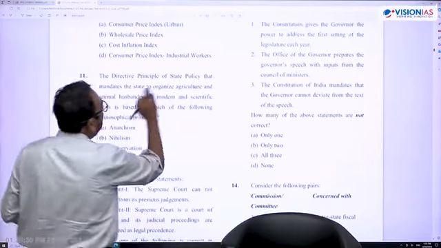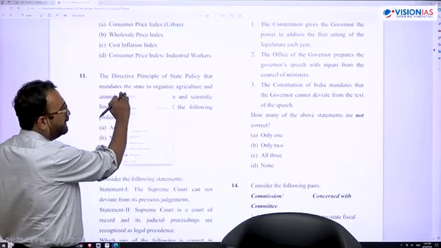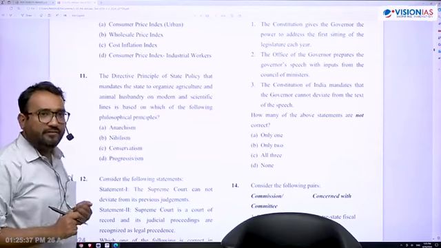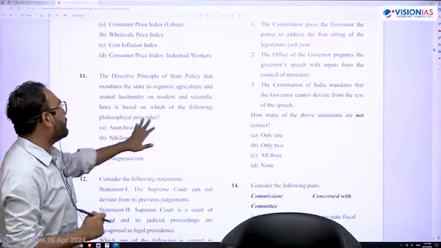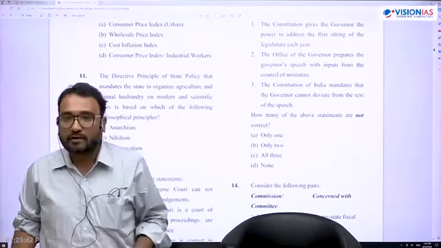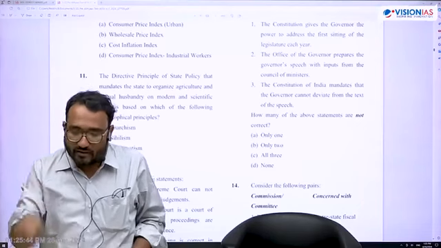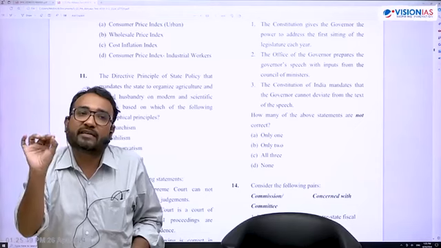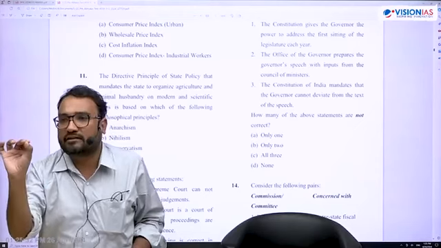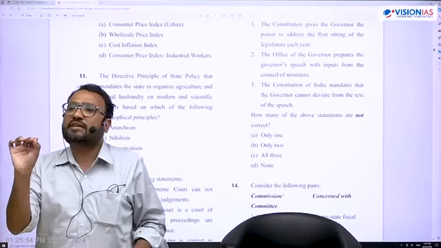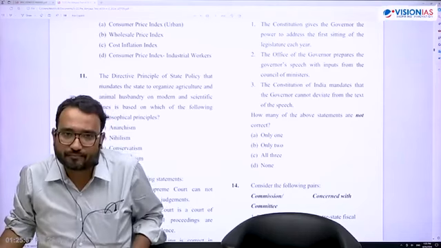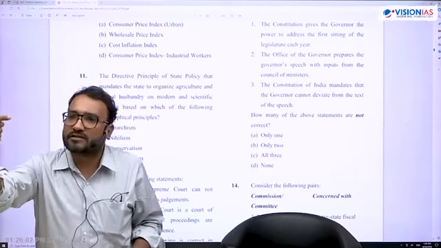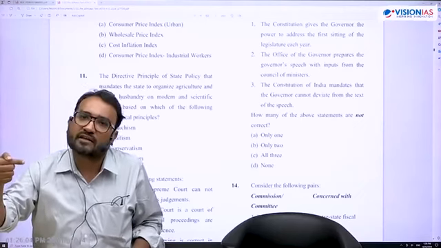It says the directive principles of state policy mandate the state to organize agriculture and animal husbandry on modern and scientific lines, and is based on which of the following philosophical principles. So first of all, one more thing: can we straight away classify a particular directive principle as Gandhian? No, because there are some directive principles, for example Article 43. Article 43 speaks about living wage, which is a socialist principle, but cottage industry in the same article is a Gandhian principle.